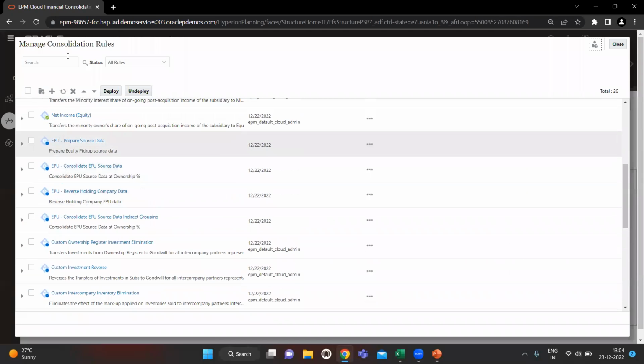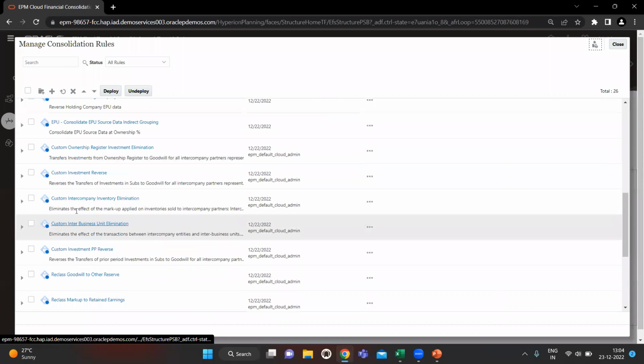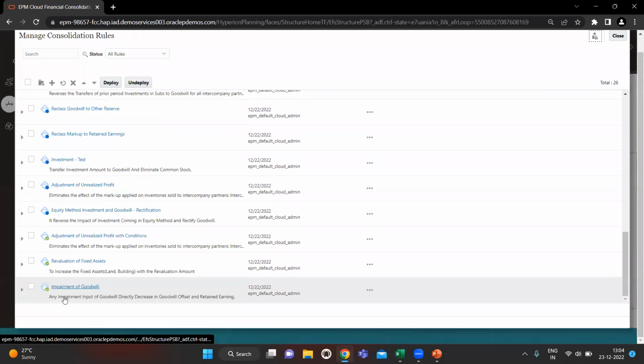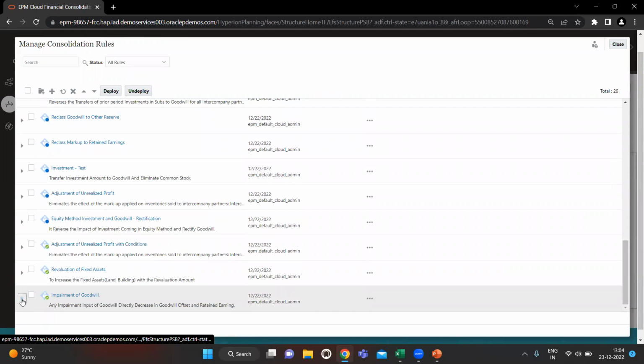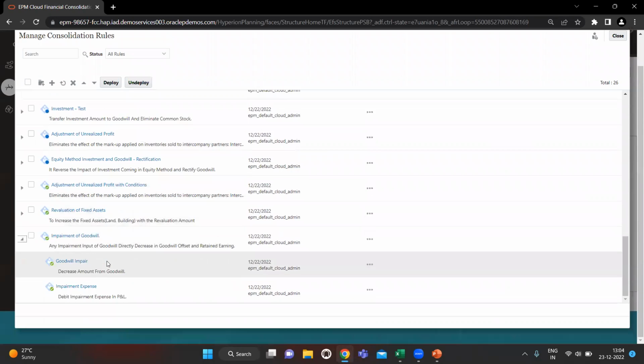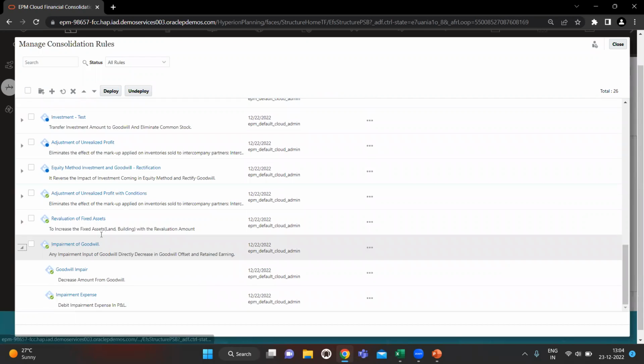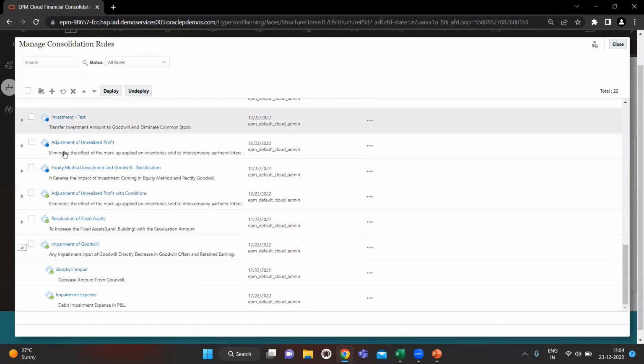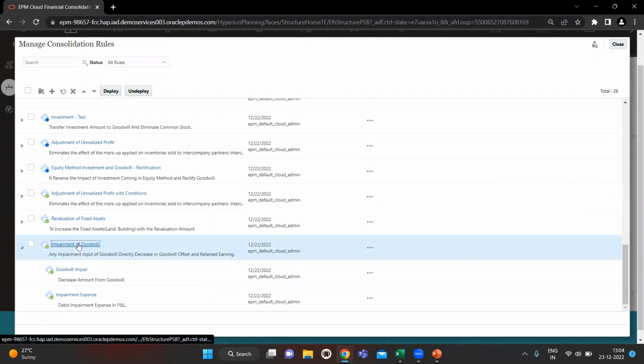Okay, so here's the manage consolidation rules, and for time saving I already created a rule. I will explain that. So this is the rule of goodwill impairment, and as you can see, there are very many other rules as well. That is, the blue ones are the undeployed ones, and the green tick ones are the deployed ones. So the rule is already deployed. I will open and show you.